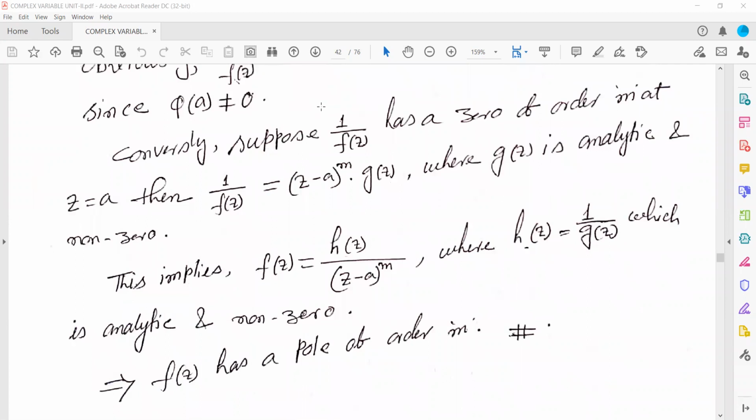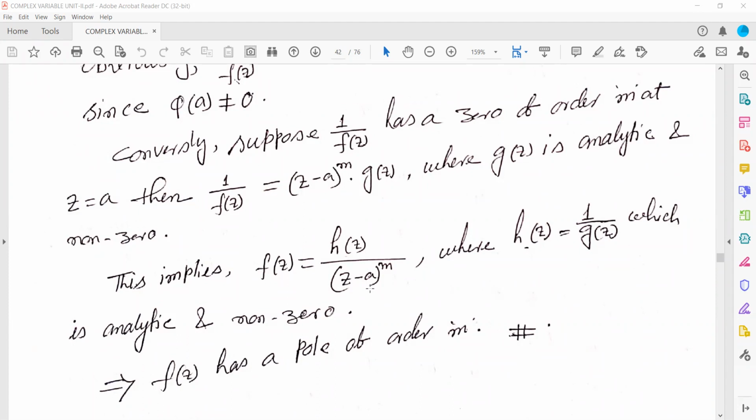Then conversely, suppose 1 upon f(z) has a 0 of order m at z equal to a. So now we are considering that 1 upon f(z) has a 0 of order m at z equal to a. Then 1 upon f(z) equals (z minus a) to the power m into g(z), where g(z) is analytic and non-zero. So if you take the inverse of this, f(z) equals h(z) by (z minus a) to the power m, and h(z) I have considered as 1 upon g(z). This is analytic and non-zero.